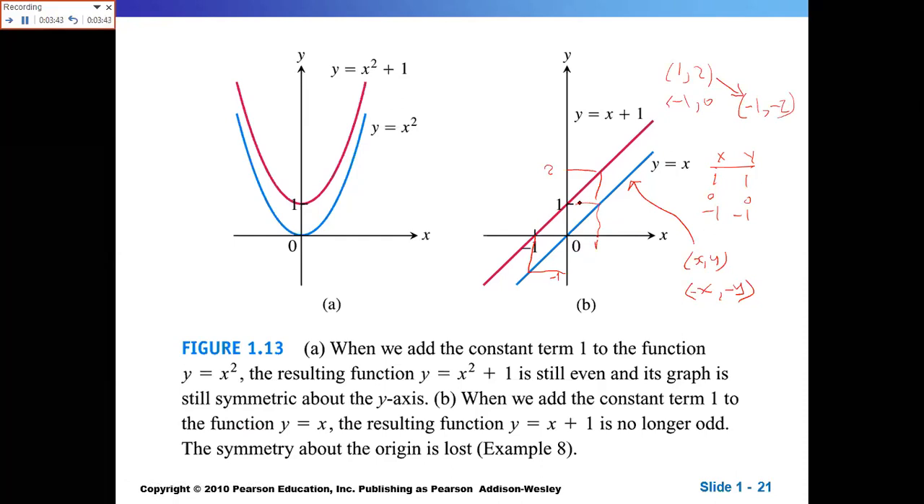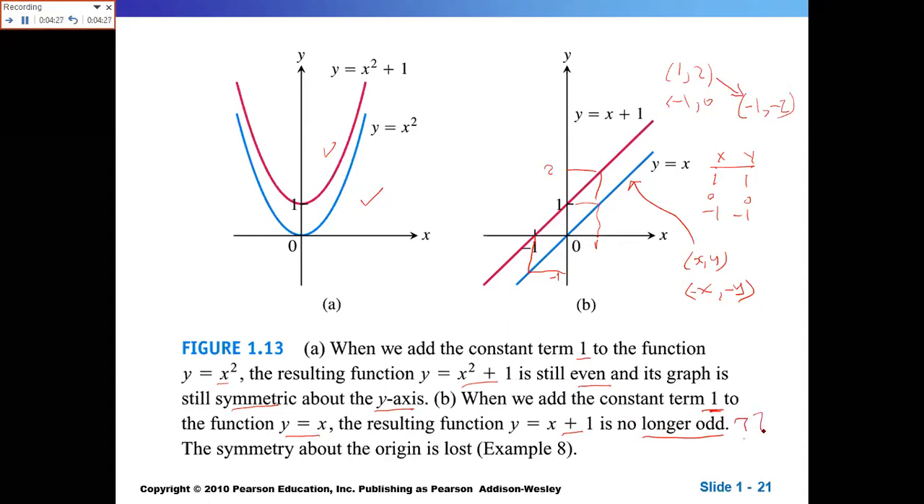Okay? When we add a constant value, like 1, to a function, and this particular function, the resulting function is still even, right? We just verified that it's still even. This is even, this is even, correct? And its graph is still symmetric. We just talked about it. Symmetric about the y-axis. When we add the constant term 1 to the function y equal to x, the resulting function, which is this, is no longer odd.